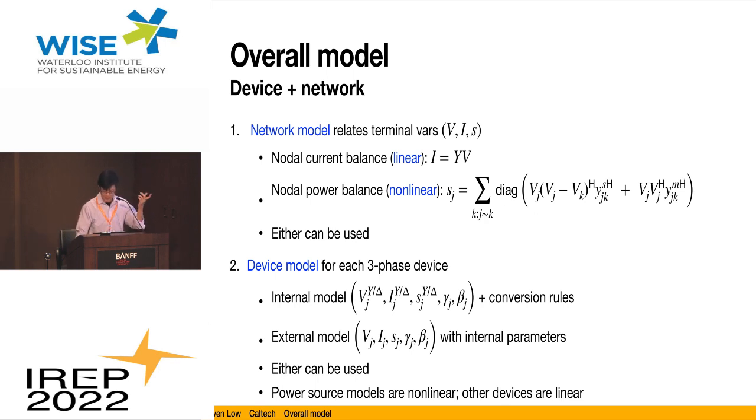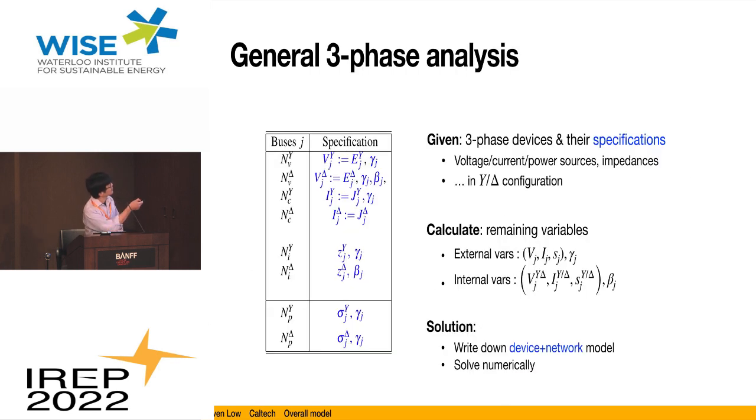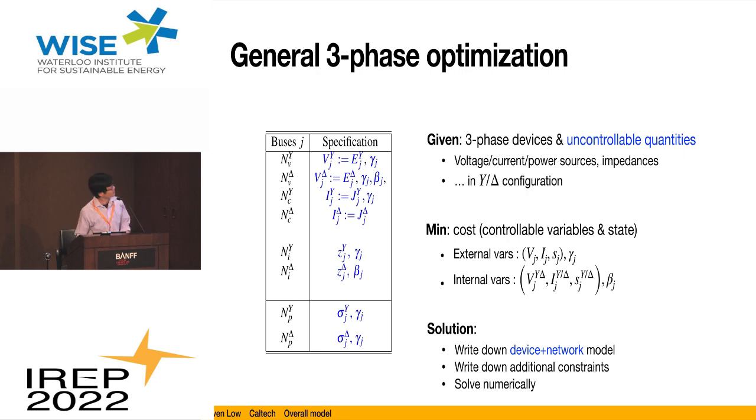So the three-phase analysis is that you have a set of devices. There can be different devices in different configurations. You specify whatever it is, and you want to calculate all the remaining variables. So that's the analysis: write down the equations, solve numerically. If you do optimization, it's the same process. The uncontrollable devices, you specify them, those are in the blue, and then you have some costs over the controllable variables or states. Those will be a subset of these variables, and then you write down the equations, write down the additional constraints, and solve numerically.